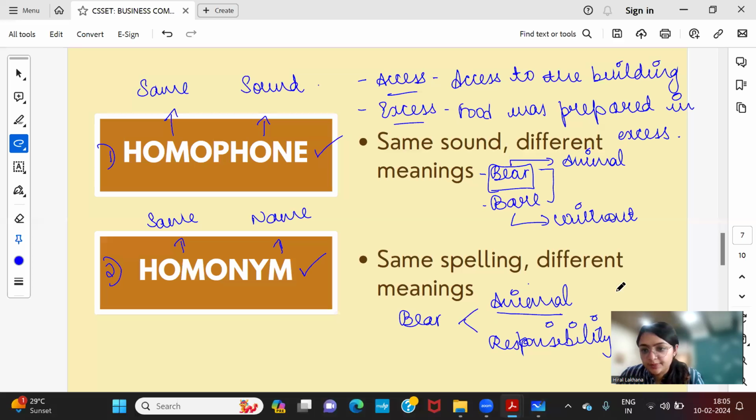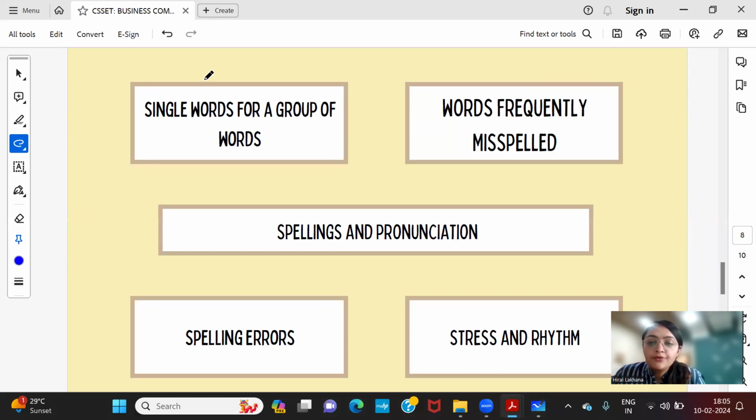Moving on to the next part of the chapter. So further, how can we improve our vocabulary while we are using the English language in our communication? The first tip that we have right here is single words for a group of words. Now, like we were mentioning earlier in choosing the right set of words, we understood that our conversation is to be short, it is to be precise. So to keep our conversation short and precise, we can use single words over a group of words. Now, let's take, for example, if we want to say that this particular item is very delicate, it needs to be handled with care.